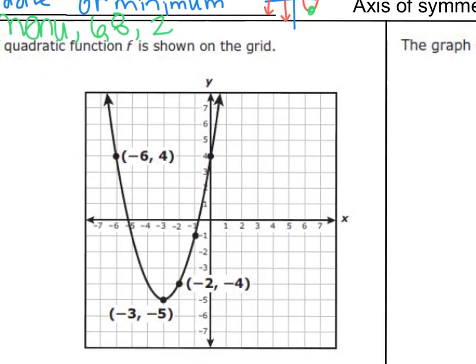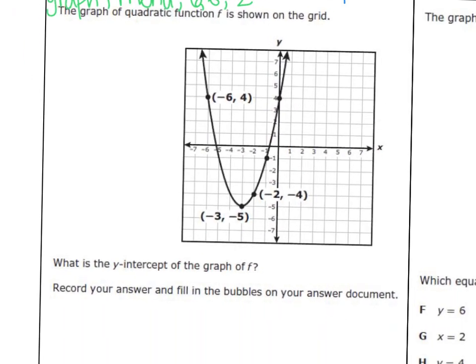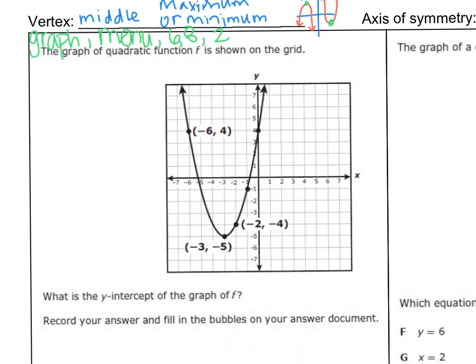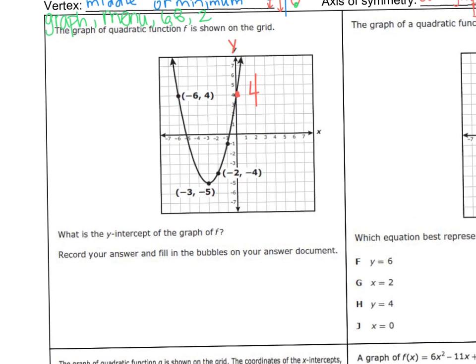So let's look at our first question. It says, what is the y-intercept of this graph? There are lots of points labeled, but there's not one labeled where the y-intercept is. So we're looking at the y-axis. Where does the graph cross here, which is 4? So this would be one that you would have to grid on a griddable sheet.